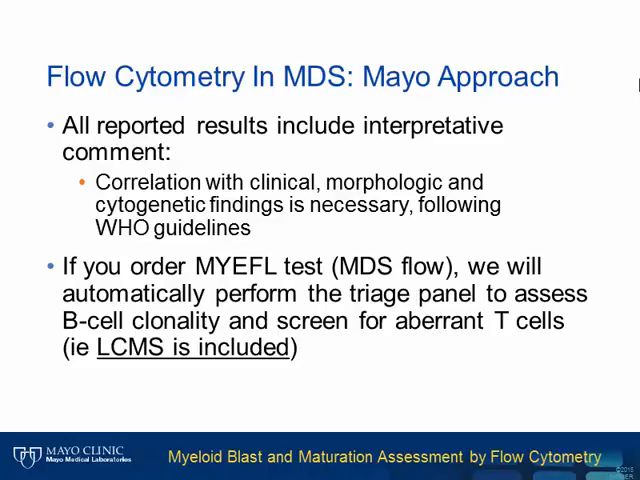As WHO 2008 classification suggests, all flow cytometry findings should be correlated with clinical, morphologic, and cytogenetic findings before diagnosing myeloid neoplasm. In addition, per our internal algorithm, we will perform the triage panel containing CD3, CD10, CD16, CD19, CD34, CD45, kappa, and lambda on every ordered myeloid flow. It is not uncommon to find a B-cell clone or large granular lymphocyte population in a patient presenting with cytopenia and suspected MDS.